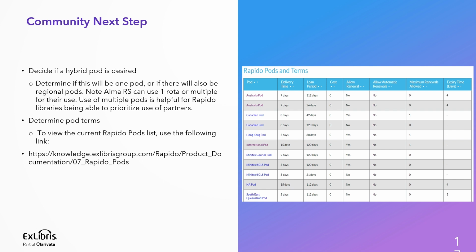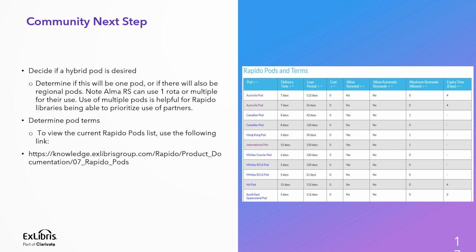And then this topic really is in the hands of the community, for the community to decide if a hybrid pod is desired, if it would be one pod, if it would be multiple pods. We could do regional pods to support Rapido libraries being able to designate pod priority order. Again, a regional, a bit broader regional, countrywide, etc., for you to be able to list your pods based on priority of use.